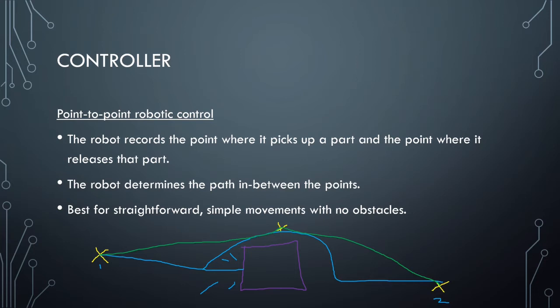Again, in point-to-point control, you are just giving the robot these points, which are our yellow X's. You're saying you need to hit these points. I don't really care what the path looks like in between them. Just make sure that you're going to these points that are commanded.